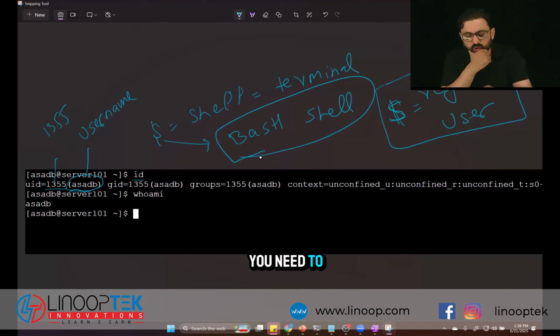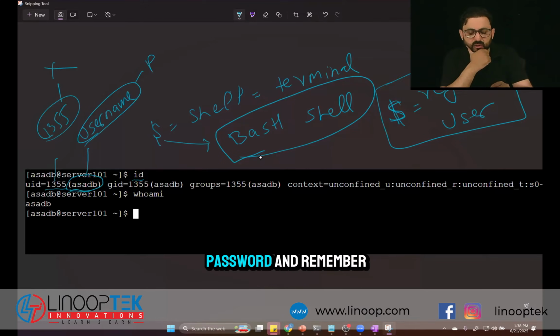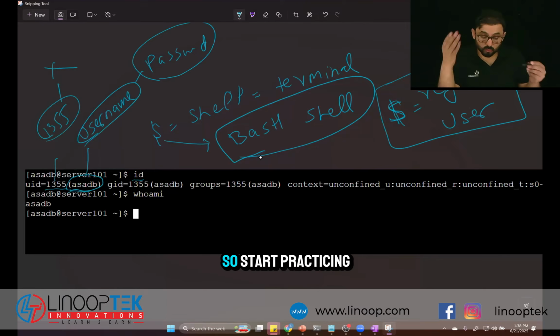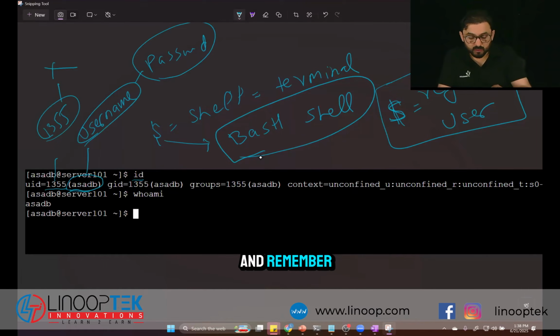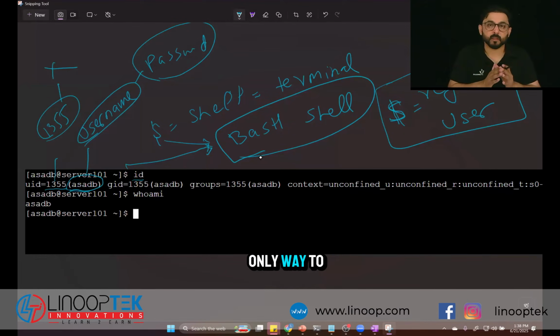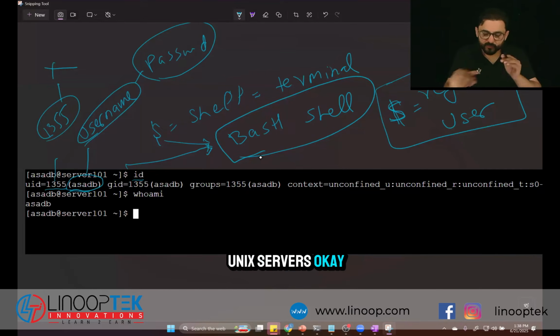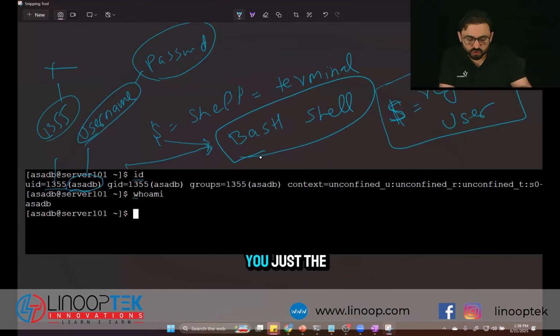And so do you need to remember this one to log in? No, absolutely no. You only need to remember this one along with the password. And remember, you never write down your password on a piece of paper. So start practicing these things. And remember, the $ means you are on a bash shell. And remember, shell is the only way to communicate with your Linux, Unix servers. Okay. Now the second command gives you just the username.